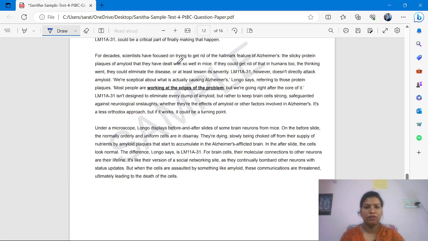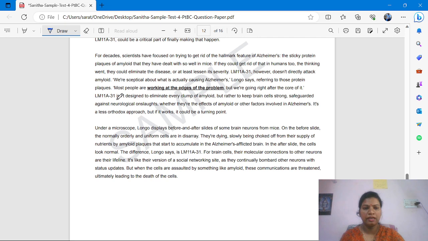For decades, scientists have focused on trying to get rid of the hallmark features of Alzheimer's, the sticky protein plaques of amyloid that they had dealt with so well in mice. If they could get rid of that in humans too, the thinking went, they could eliminate the disease or at least lessen its severity. LM11A-31, however, doesn't directly attack amyloid. "We are skeptical about what is actually causing Alzheimer's," Longo says, referring to those protein plaques. "Most people are working at the edges of the problem, but we are going right after the core of it."